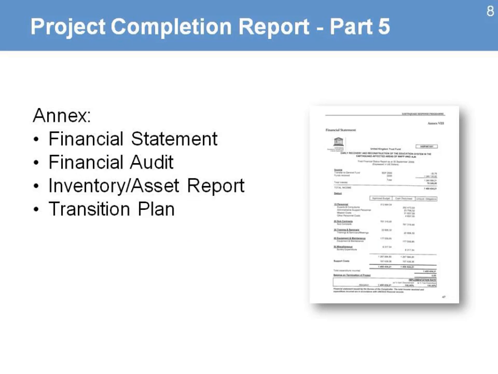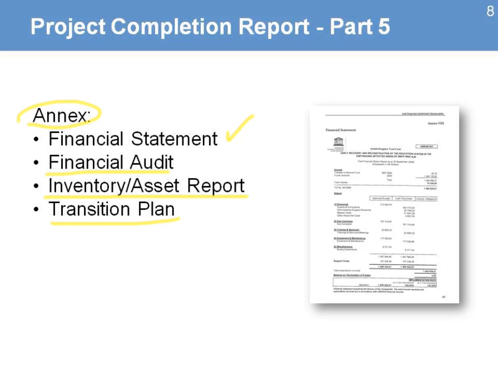The main part of the completion report also may include an annex where you can attach information about a financial statement. That is usually the financial statement that will provide information about how the budget, how the funds from the donor were managed. Financial audit, that is the external audit on the use of the project resources. An inventory and asset report, especially on all those inventory or assets that were purchased with donor funds, and a transition plan.